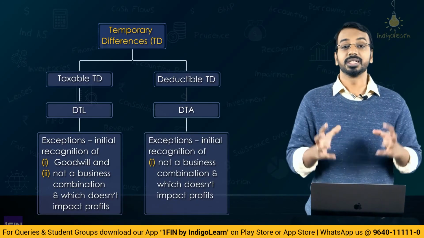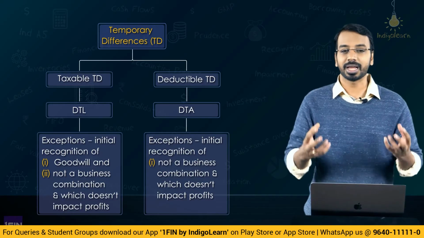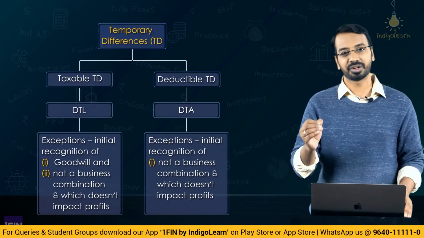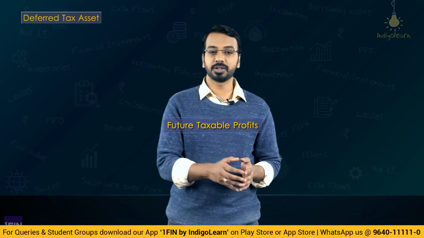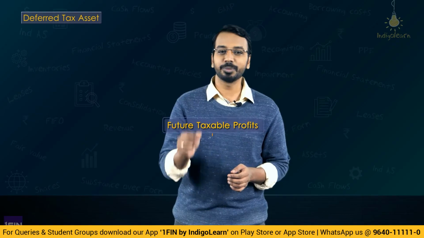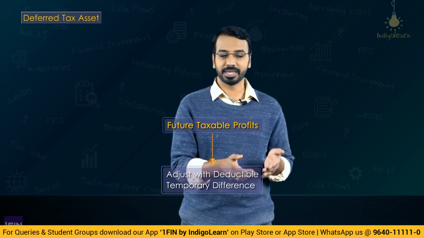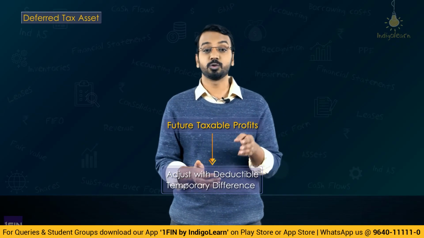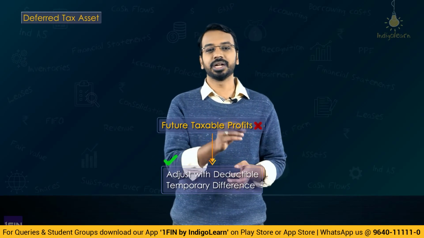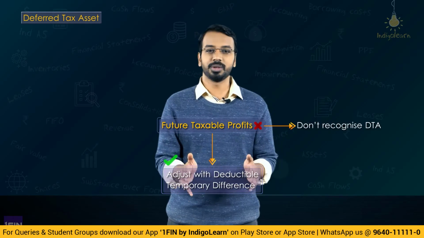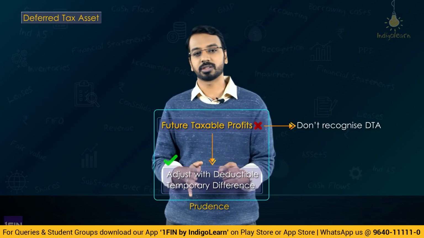Now, this, if you remember, is a framework for you to remember and understand when we recognize a deferred tax asset and a deferred tax liability. So, now we have understood that whenever we are recognizing a deferred tax asset, we have to check that there is a probability of future taxable profits against which these deductible temporary differences can be utilized. If it is not probable that there would be future taxable profits, then the entity should not be recognizing a deferred tax asset. And what is this concept based on? This concept is based on the concept of prudence.